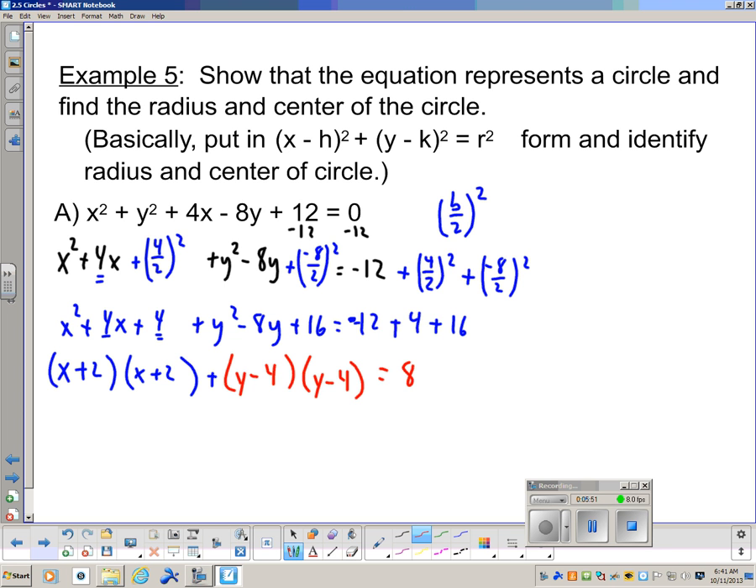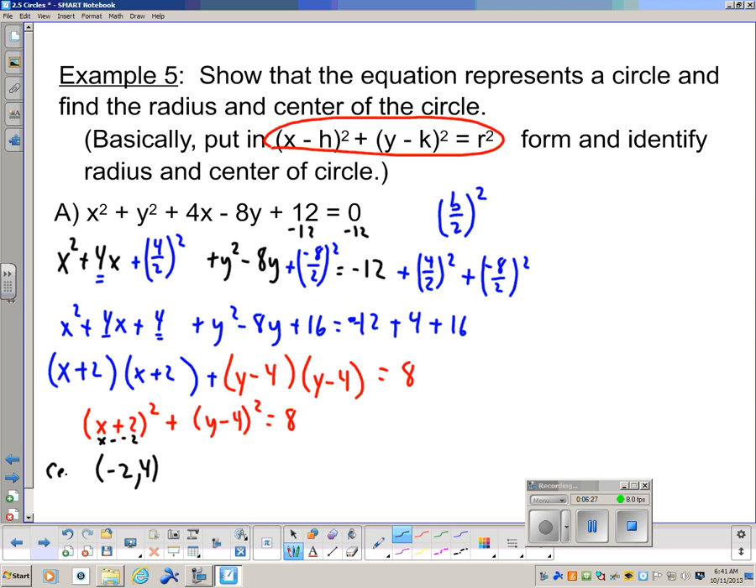So putting that first part there together, since you've got 2x plus 2's, you can write it as x plus 2 squared. And then you've got 2y minus this 4 there, so you can say y minus 4 squared equals 8. So now it is in the form up there of x minus h squared plus y minus k squared equals r squared form. So now we just have to identify the center and the radius. So remember x minus a negative 2 if you want to put it in the subtraction form. So my h there is negative 2, and my k there is 4. So that's my center.